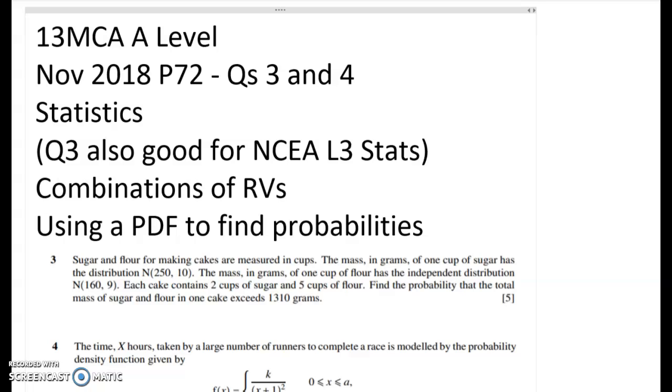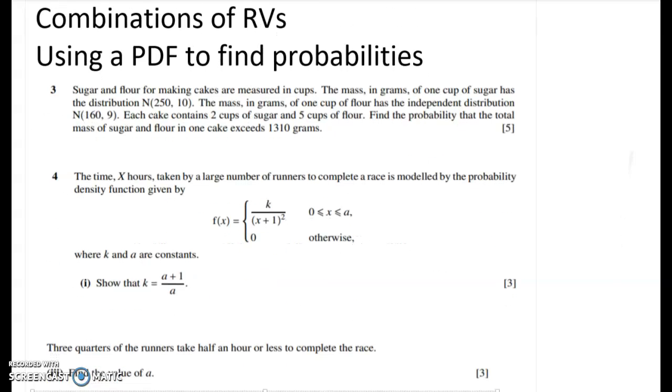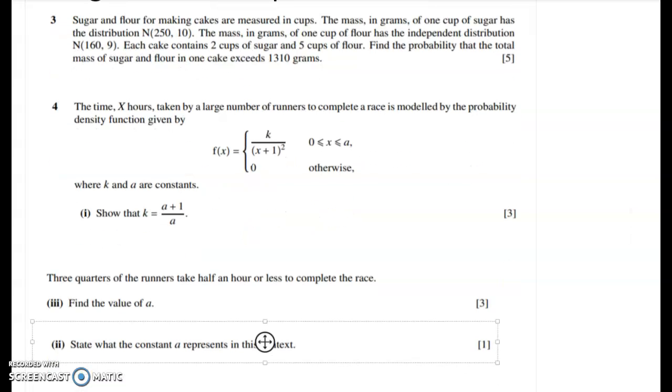This is today's revision question for A-level. This is a stats question, or actually it's two questions. Now the first one, question 3, is also quite good for practice for level 3 stats because it's looking at combinations of random variables. So it's a normal distribution problem. It's pretty straightforward, but it's a good example of having to be careful with whether I'm dealing with a linear combination or the sum of independent random variables. The second one is kind of a classic probability thing where you're given a PDF and you have to do the usual things with it.